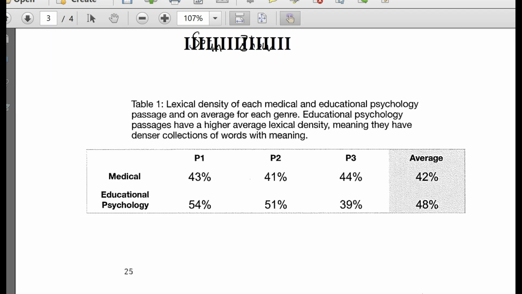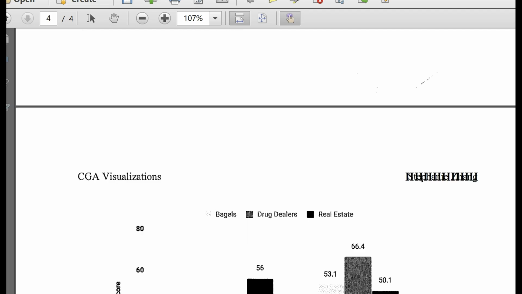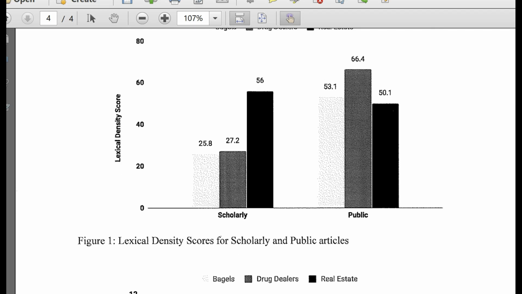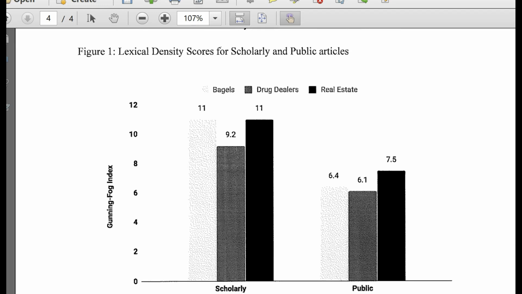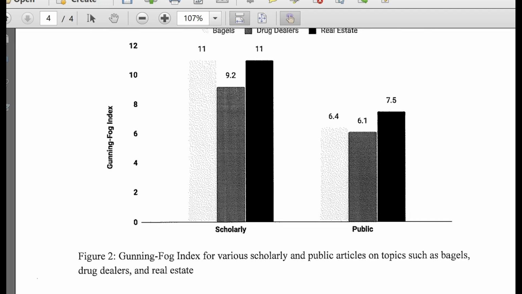This one shows the number of words in both public and scholarly articles. Here, another table, this time on lexical density, table graph on sentence length. Here's another one. Most people did sentence length, lexical density, or the gunning fog index.